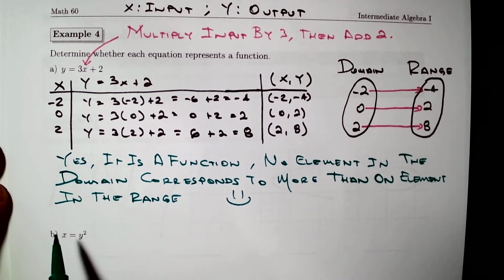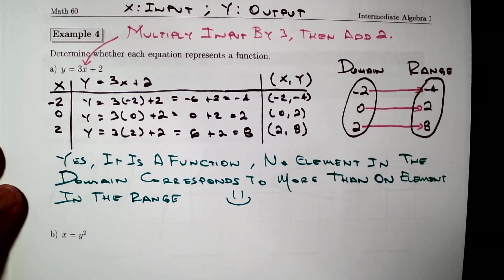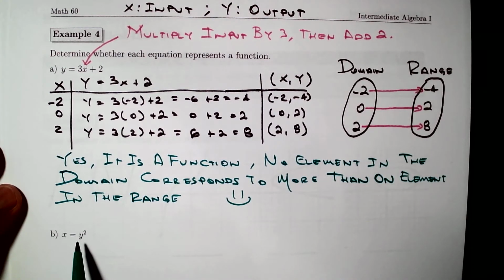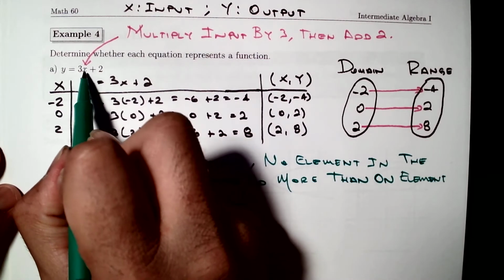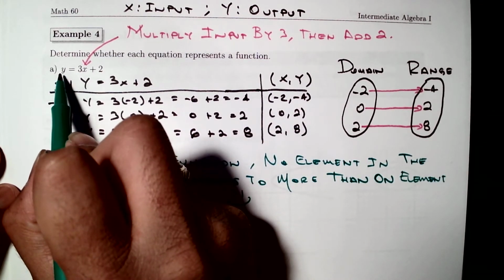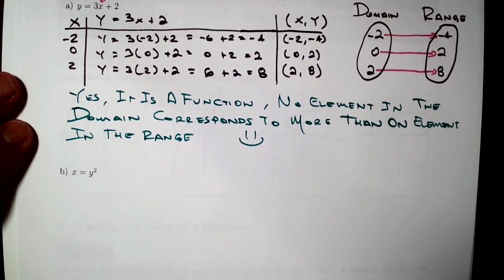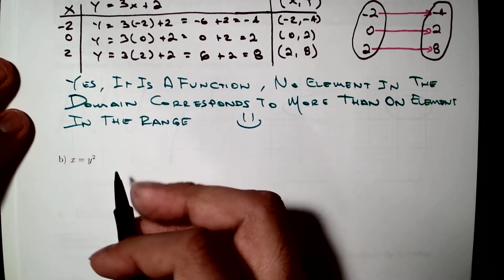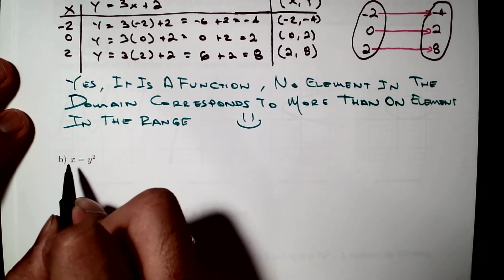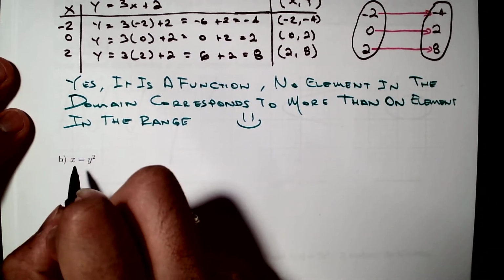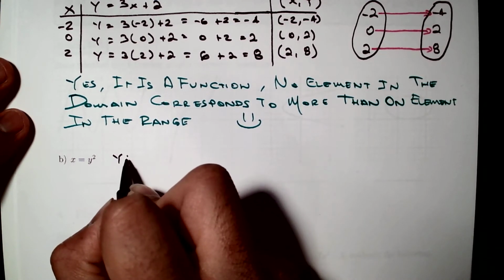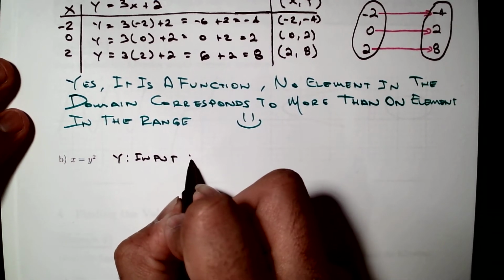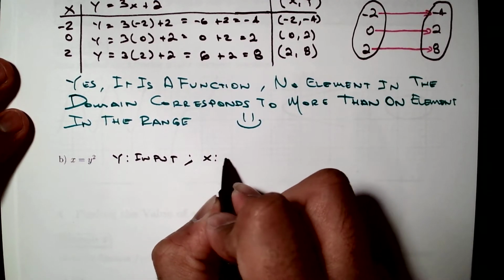Now, letter B could look a little bit tricky because, if we compare example A with example B, in A, X is the input and Y is the output. Now this function is in a way backwards, because of this equation being backwards in the order of the variables. Y will be the input this time, and X will be the output.